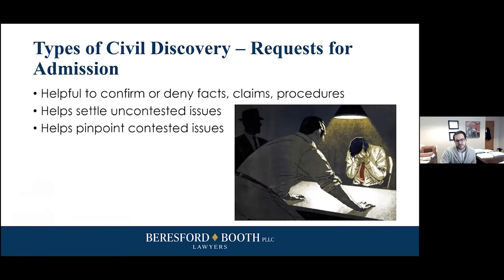Another one that doesn't get talked about a lot is what's called a request for admission. That's basically asking another party to admit or deny a yes or no proposition. A good example would be, admit or deny whether you were at such and such a location on such and such a date.